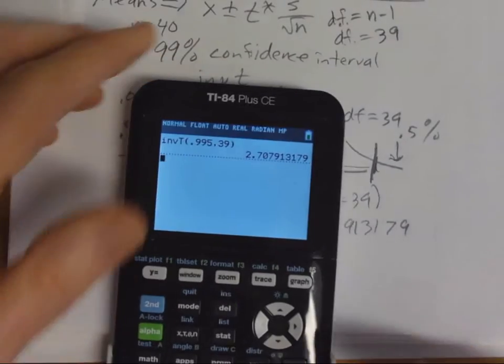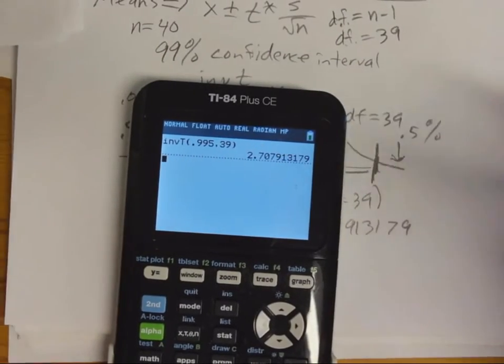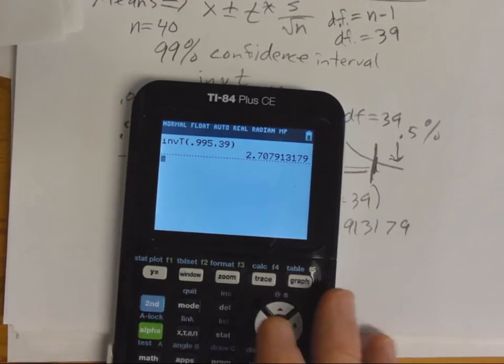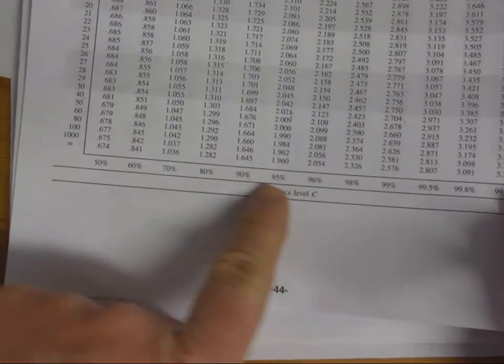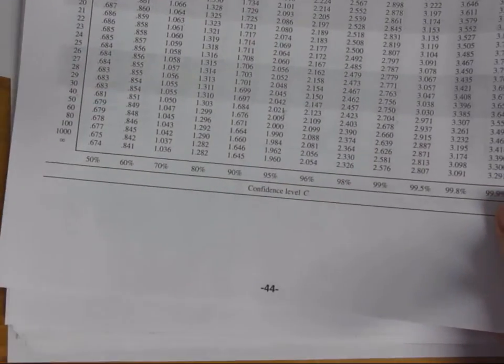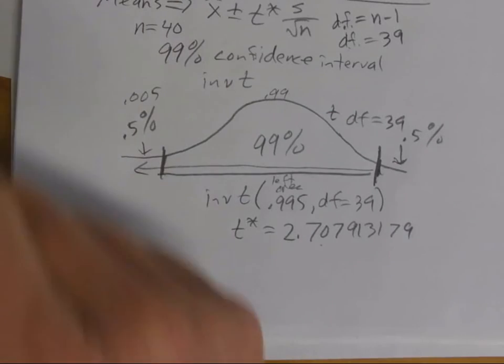Many calculators don't have this inverse t, or some of them don't, some of the older versions, and that's okay. In reality, you can look on the table, and it'll give you what you need.